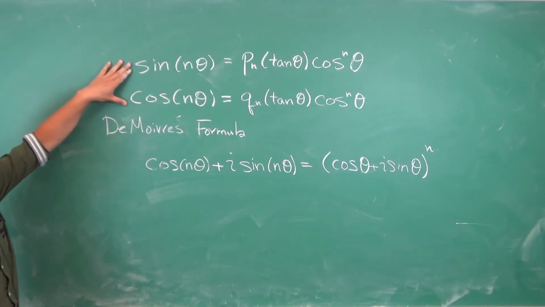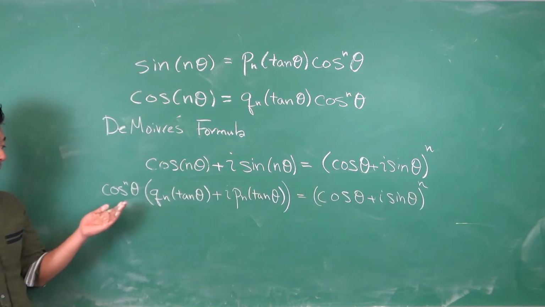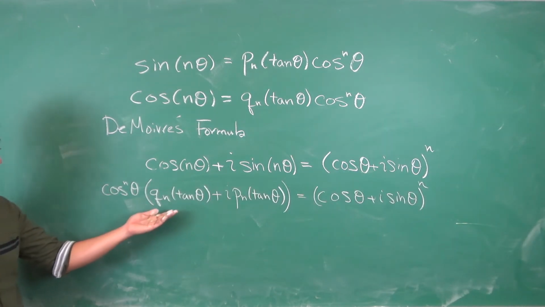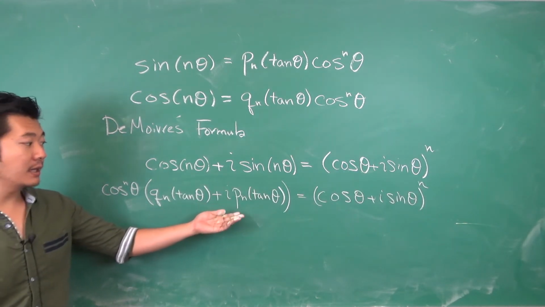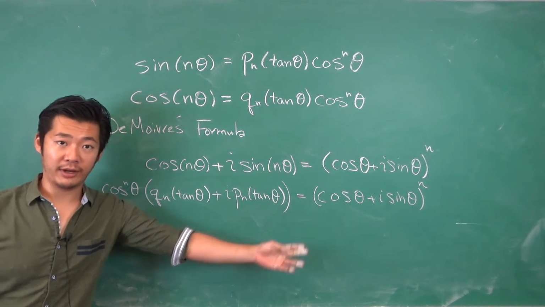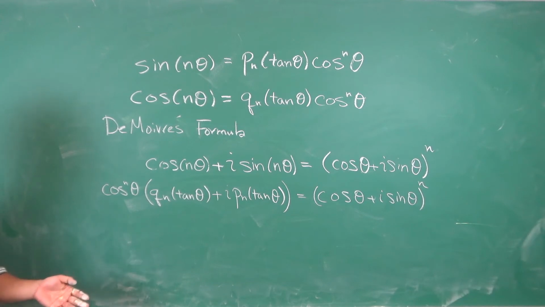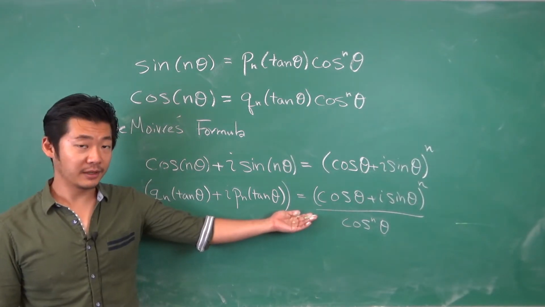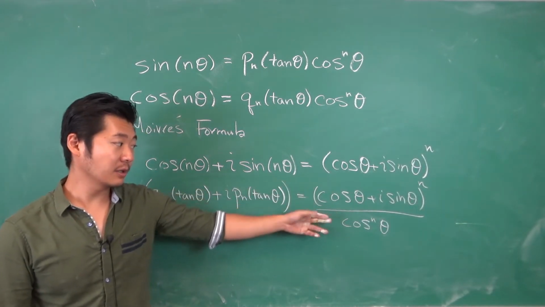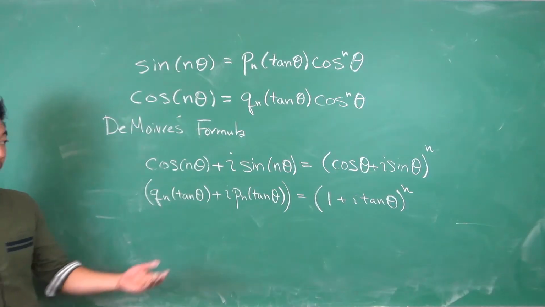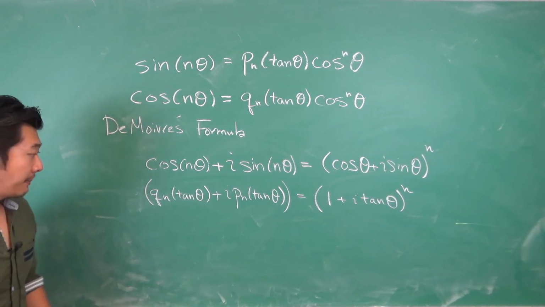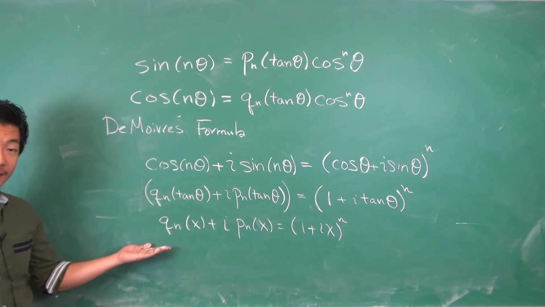So using the definition, we have cosine to the n theta times q n tan theta plus i p n tan theta is the right-hand side. If we divide over by cosine to the n, we have something like this, but the exponents are the same, so we can combine this to become this. So actually, we have this identity.